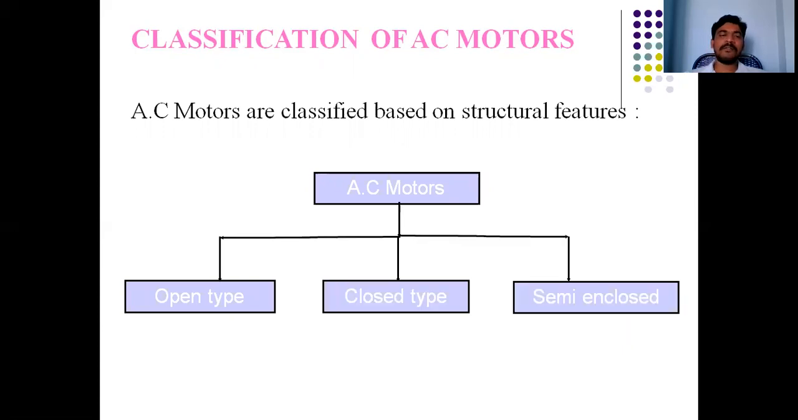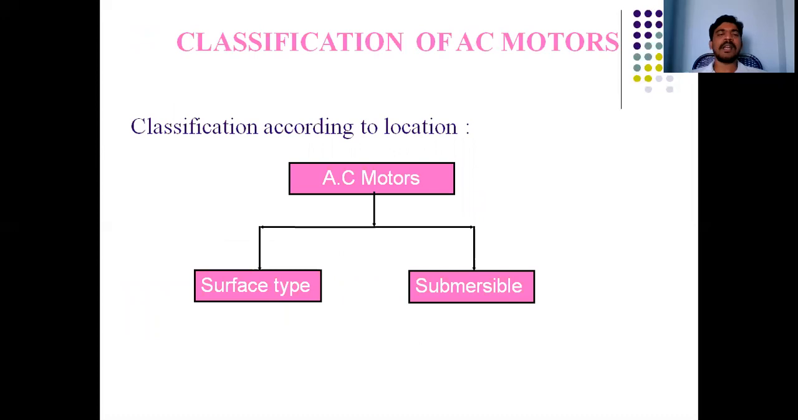Based on structural features, there are open type, closed type, and semi-closed type. In the open type, all the windings are constructed on the rotor and stator outer surface. In the closed type, the rotor conductors are closed in nature, and in the semi-closed type, the rotor windings are semi-open. These are the different types of structural feature motors. Then, according to location, there are surface type and submersible. Submersible motors work in water or a liquid cooling environment. Surface mount motors are mounted on the surface.